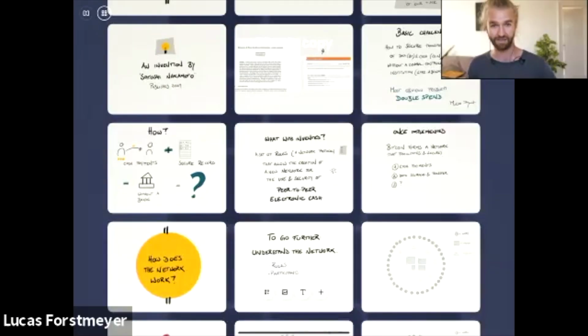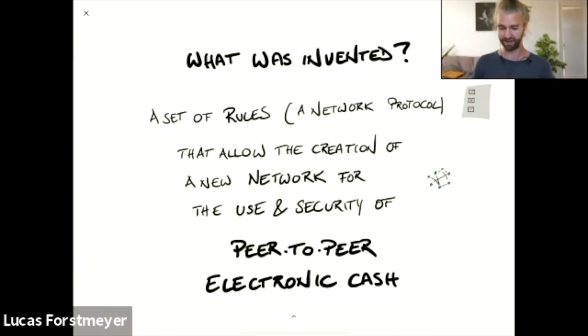This is brilliant. It's very well put. Wonderful. So I imagine there will be times when I have more problems, but basically for this, the question is what was invented? Bitcoin, what was invented is a set of rules.